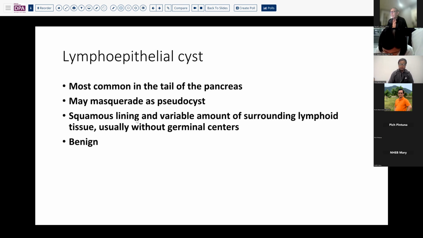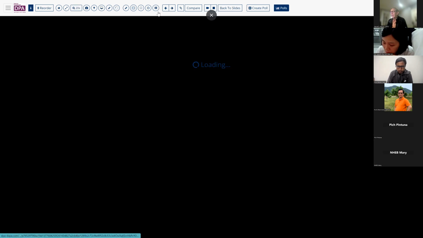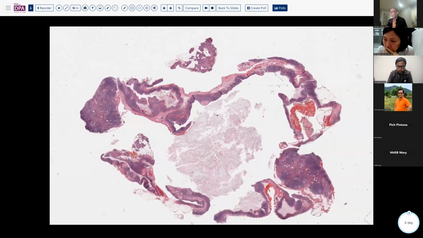It tends to have a squamous epithelial lining and variable amounts of surrounding lymphoid tissue. And of importance here, we usually do not see germinal centers in this lesion. So it's not frequently resected. I think in our institution, we see maybe one a year or something of that sort.